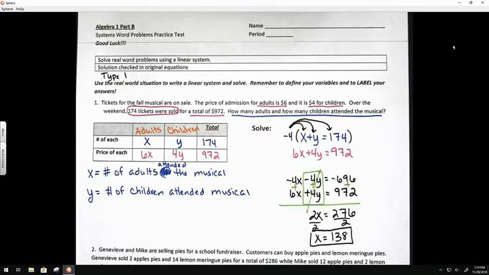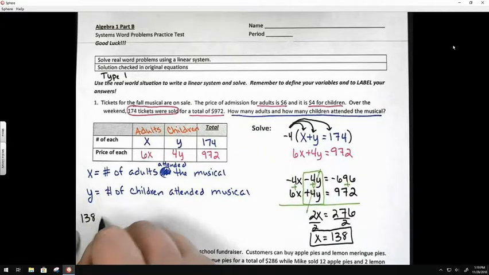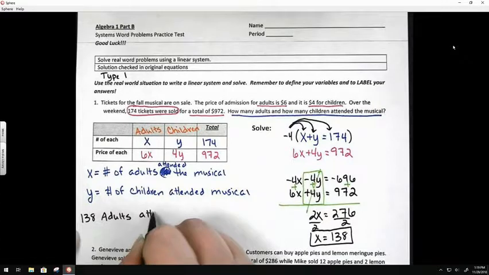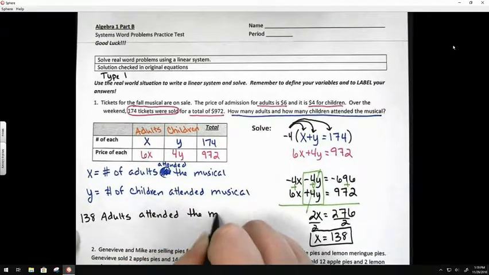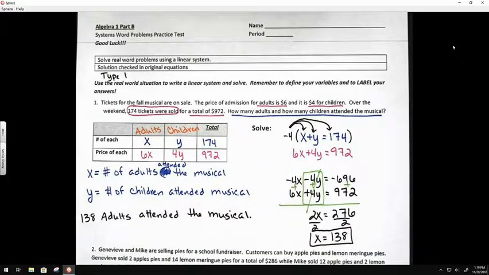We need to think about what that means. We said that x is the number of adults that attended the musical, and we just found that x was 138. So I would write 138 adults attended the musical. That's the first part of my answer.